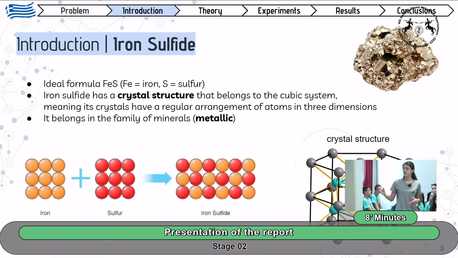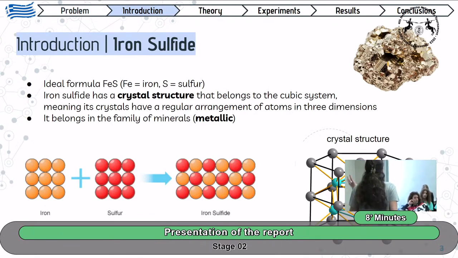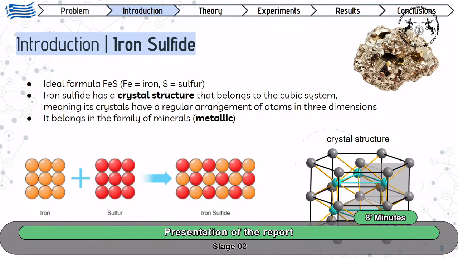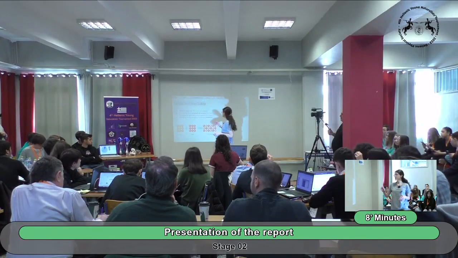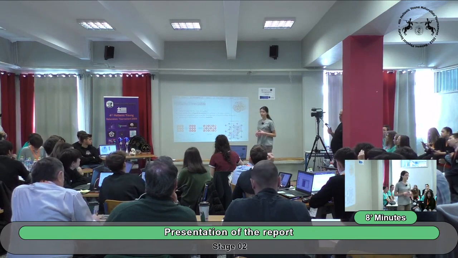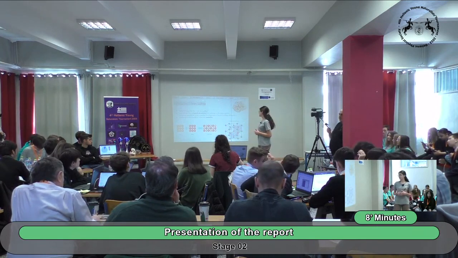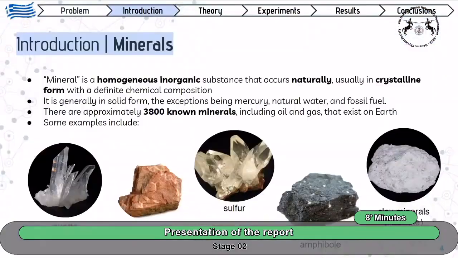First, some introduction on iron sulfide. It has an ideal formula of FeS, as you can see here as well. It is comprised of iron and sulfur. It has a crystal structure, as the image below shows, that belongs to the cubic system, which means that the crystals have a regular arrangement of atoms in the 3 dimensions. It is also part of the family of minerals. It is metallic. We will explore that in a bit. Some brief introduction of minerals: by definition they are homogeneous inorganic substances that occur naturally, usually in a crystalline form, as we saw with iron sulfide as well.